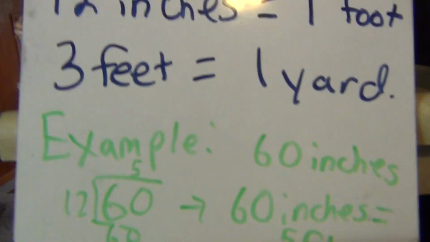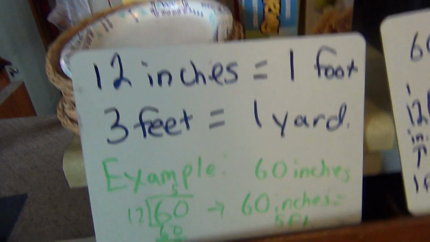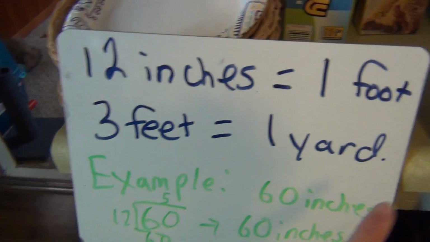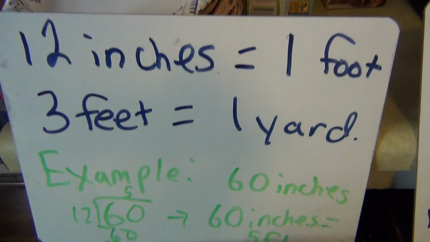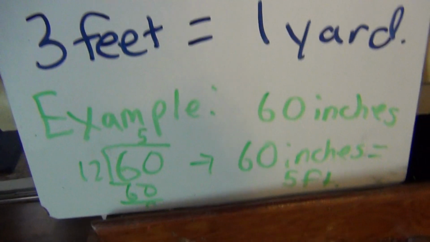All right, now we're going to go over some of the stuff for the homework. Okay, we're going to go over to our breakfast nook over here and go over some of these boards that I already have done. You probably already know a lot of this. 12 inches equals 1 foot. 3 feet equals 1 yard. Okay, here's how to convert them.